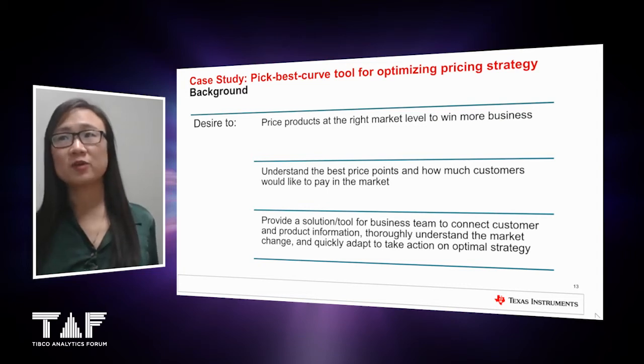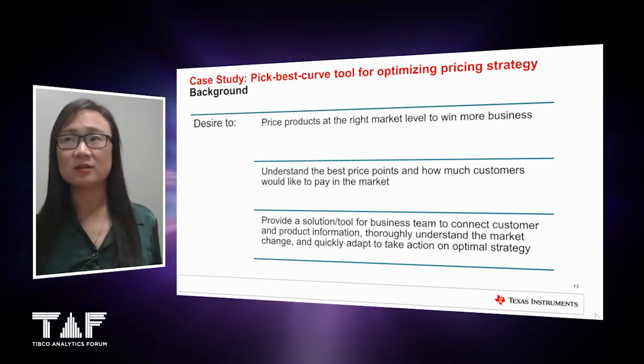So the business team will need a solution or tool to connect the external customer information as well as our internal product information to have a thorough understanding of the current market change. And then they will be able to take action to quickly adapt to the market and to have an optimal strategy.